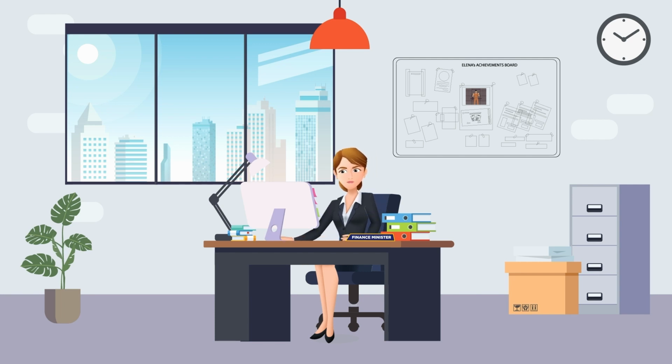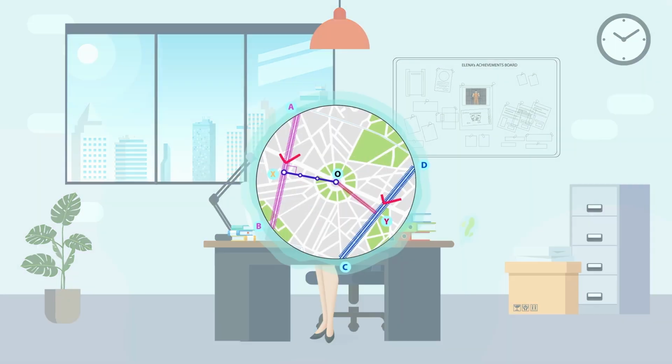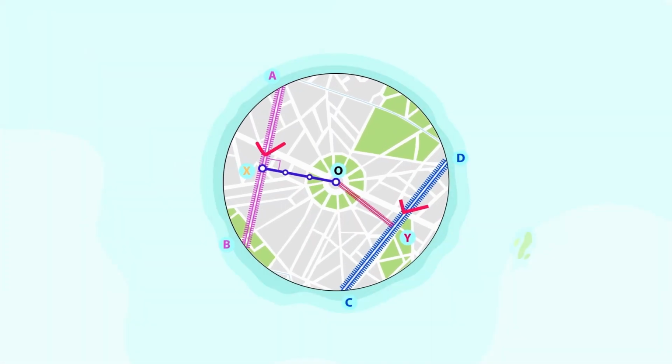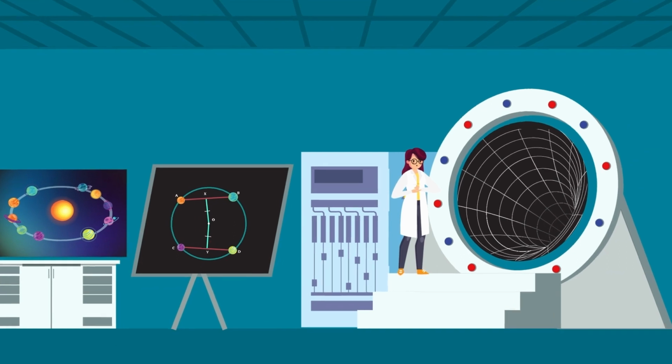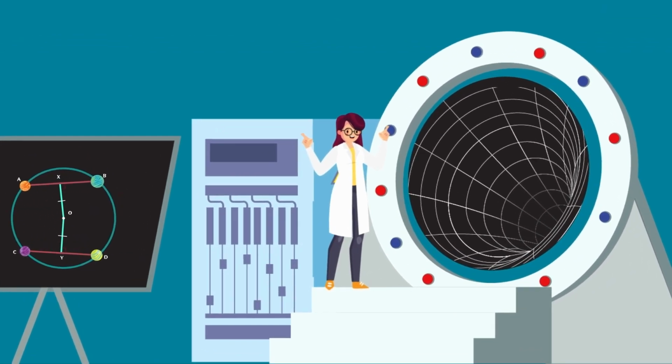Now that we know that chords that are equal in length are also equidistant from the center, tune into our next lesson to find out if the converse of this theorem can be applied to undo the side effects of a crazy wormhole experiment gone wrong.